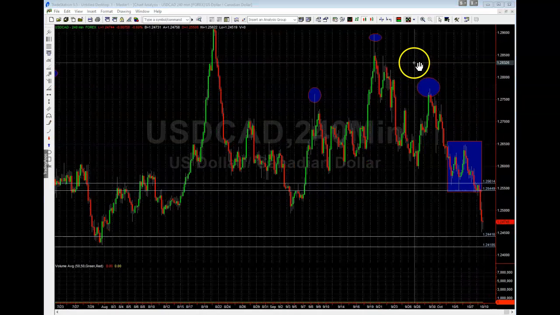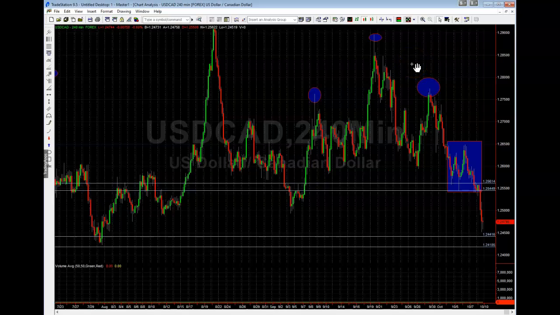Now, I don't trade head and shoulders patterns. I trade support and resistance, key levels, because a lot of times when somebody says a double top or a double bottom, you don't know it's a double top or a double bottom until after the fact, right?